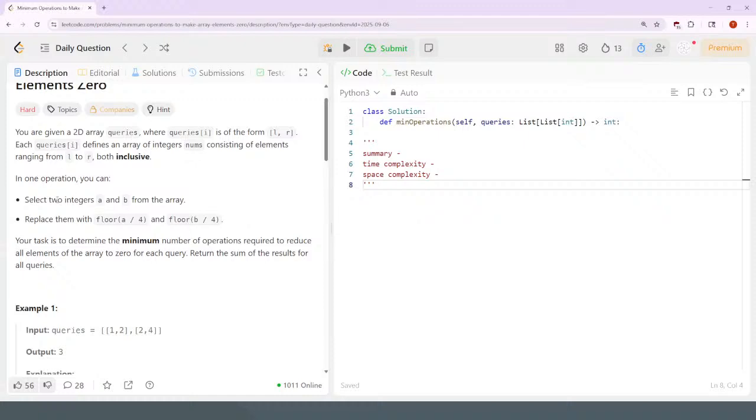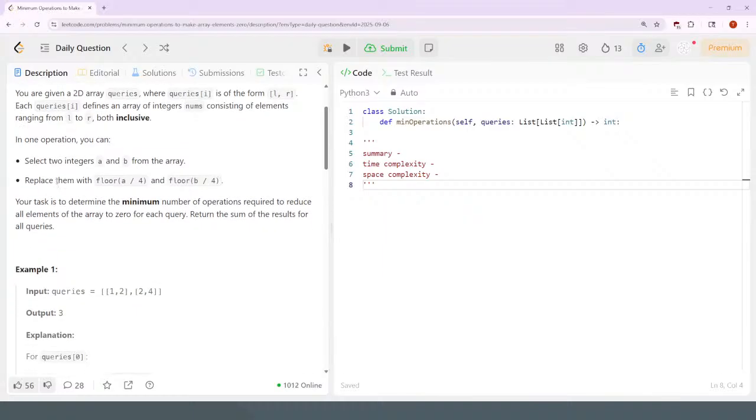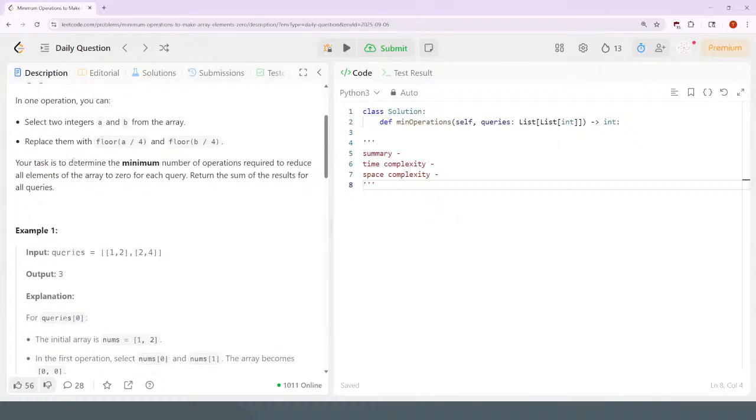In one operation, you can select two integers A, B from the array and replace them with floor of A divided by 4 and floor of B divided by 4. Your task is to determine the minimum number of operations required to reduce all elements in the array to 0 for each query. Return the sum of the results for all queries. Okay.